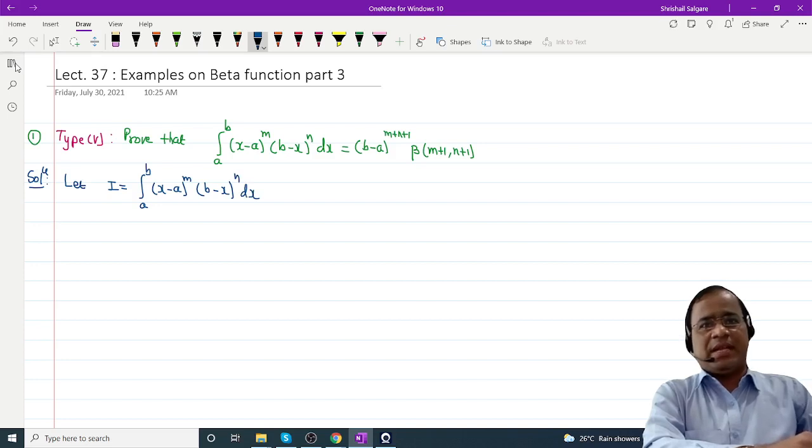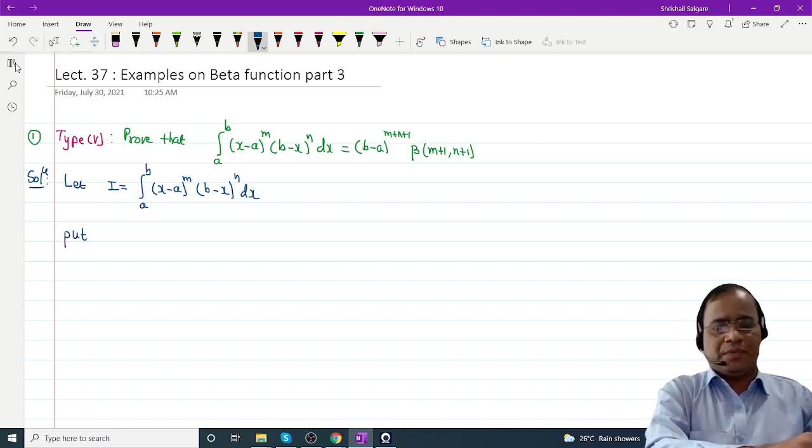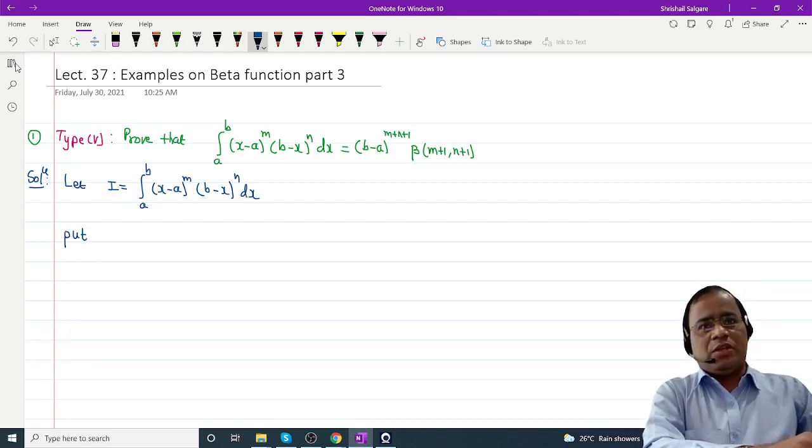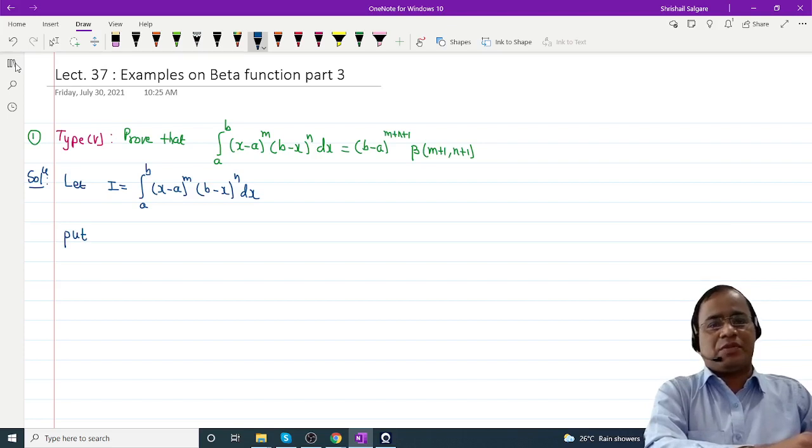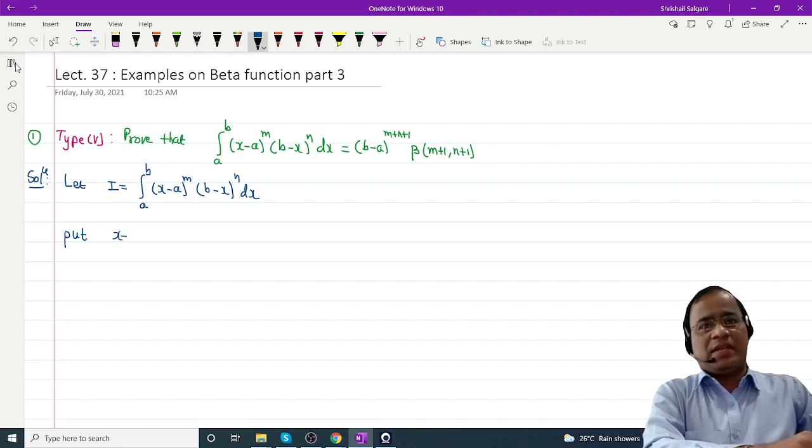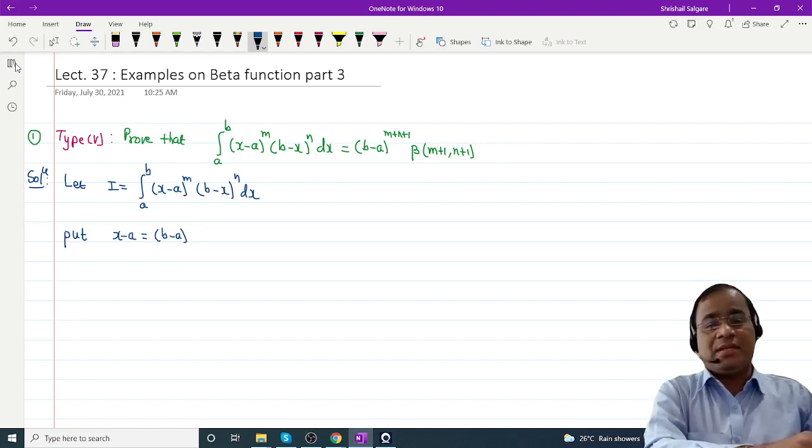Again I am telling you, these are standard examples. You have to recall the substitution. So what is the substitution? You have to put, this is a way to remember the substitution, this is not the actual substitution, and from this we reduce it for x. One factor is given as x minus a. X minus the lower limit is equal to the upper limit minus the lower limit, b minus a, into t.